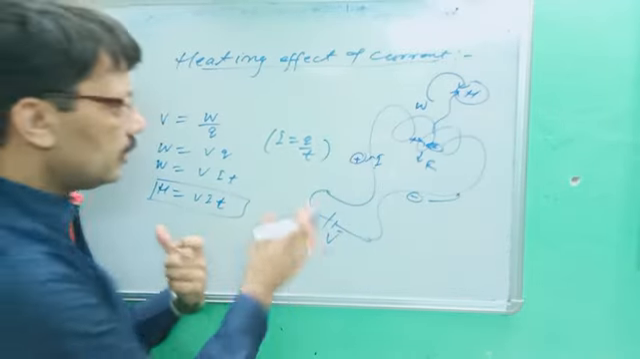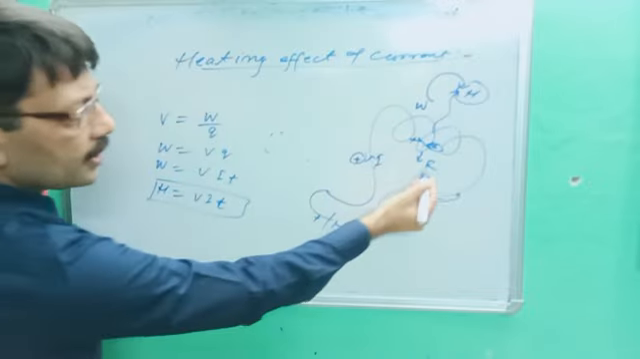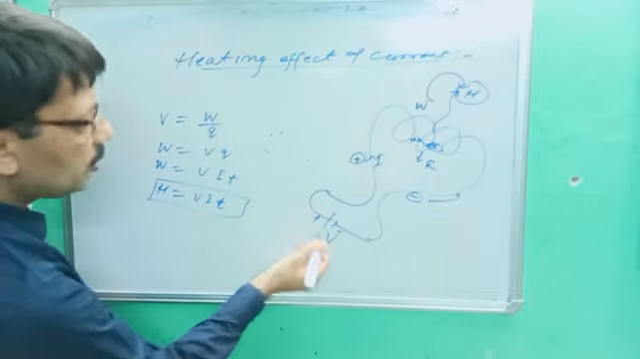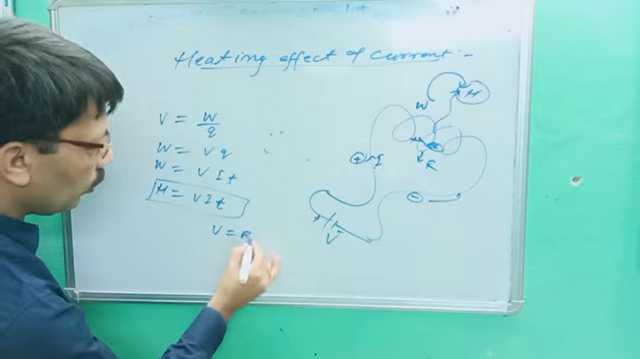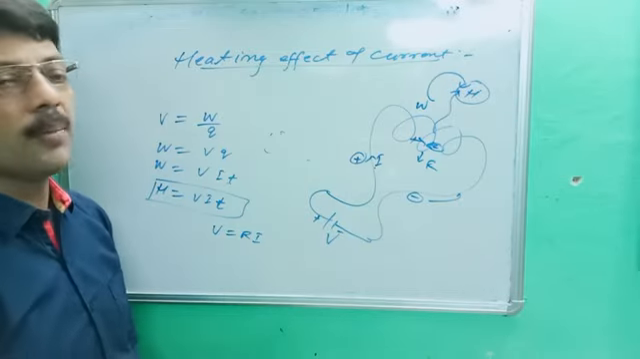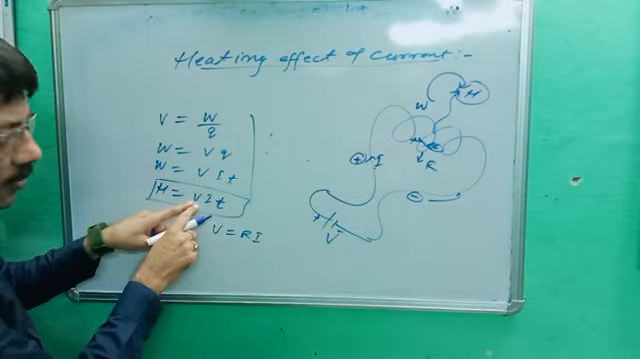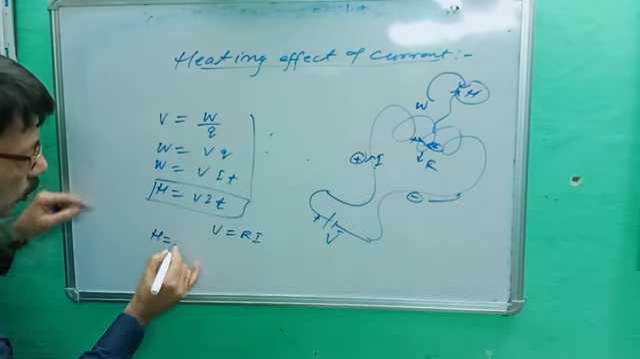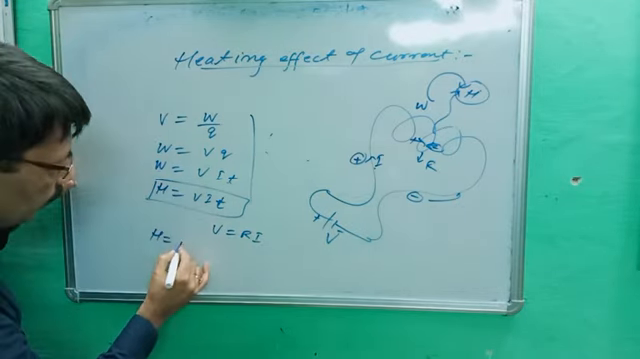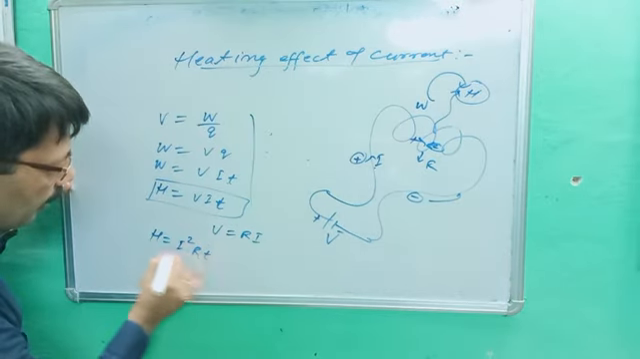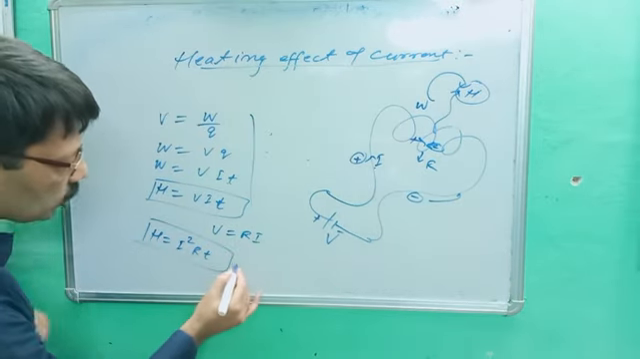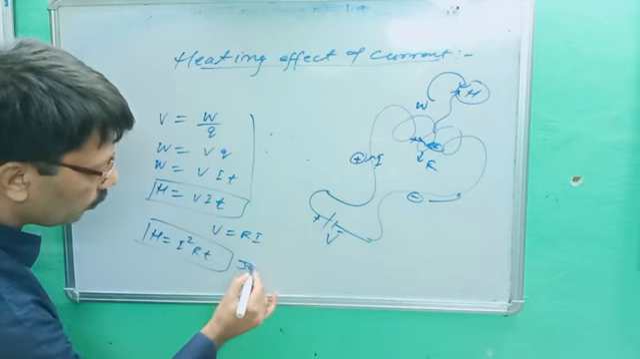Now we modify this formula in another way. If the resistance is R, and the potential is V, we know that V is equal to RI. This is a very, very important point. Ohm's law. Put V is equal to RI here. You will get H is equal to RI into I into T, it becomes I square RT. Very important point.